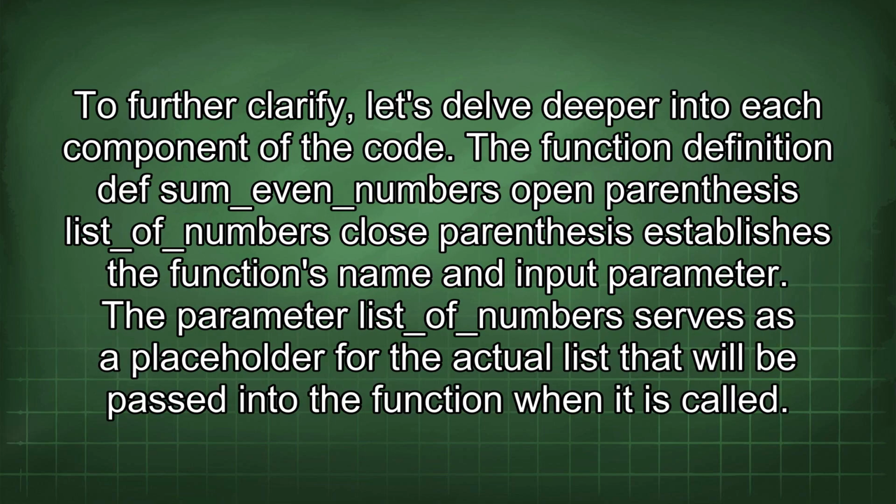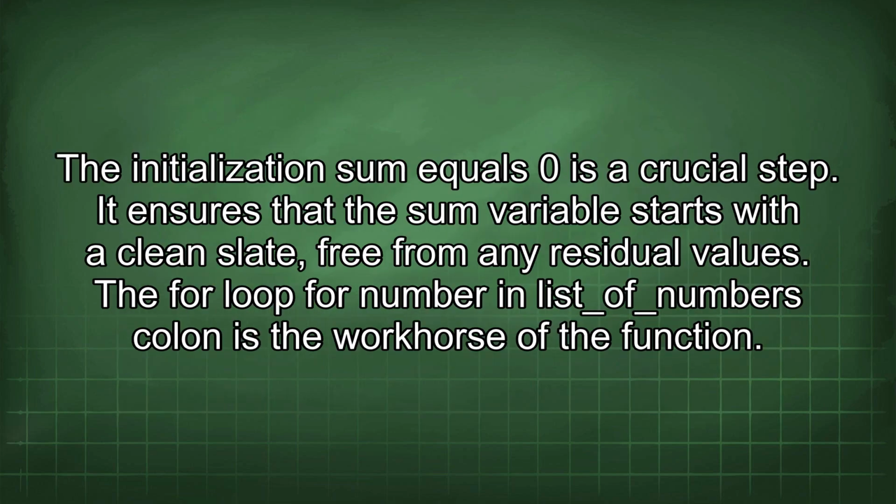To further clarify, let's delve deeper into each component of the code. The function definition def SumEvenNumbers(list_of_numbers) establishes the function's name and input parameter. The parameter list_of_numbers serves as a placeholder for the actual list that will be passed into the function when it is called. The initialization sum = 0 is a crucial step. It ensures that the sum variable starts with a clean slate free from any residual values.